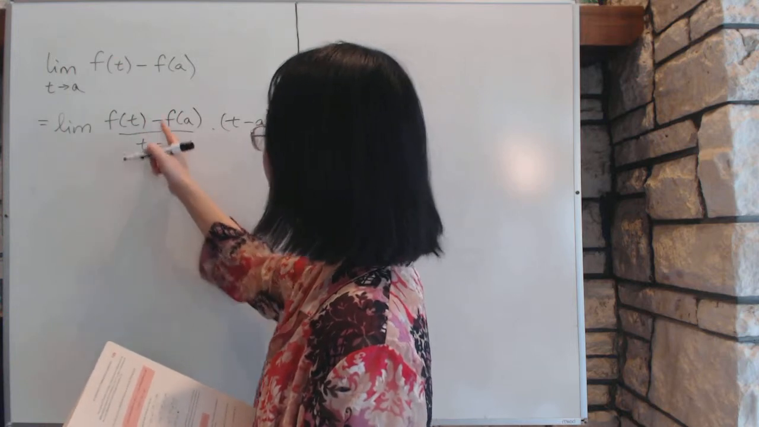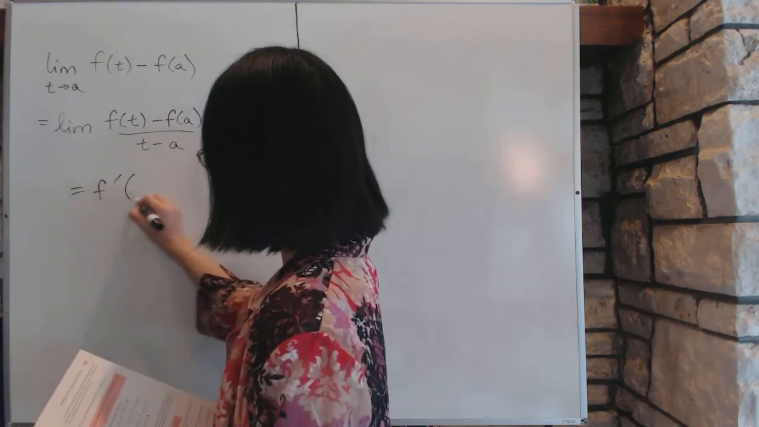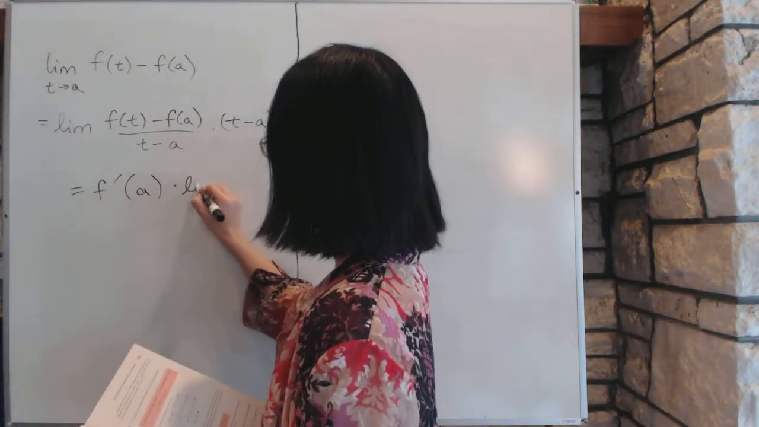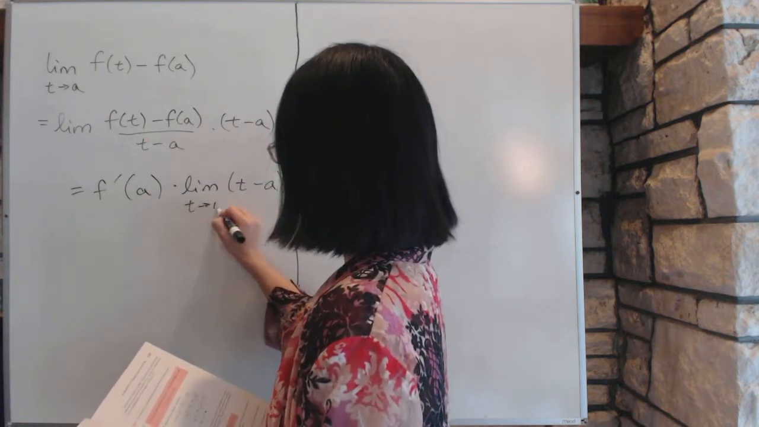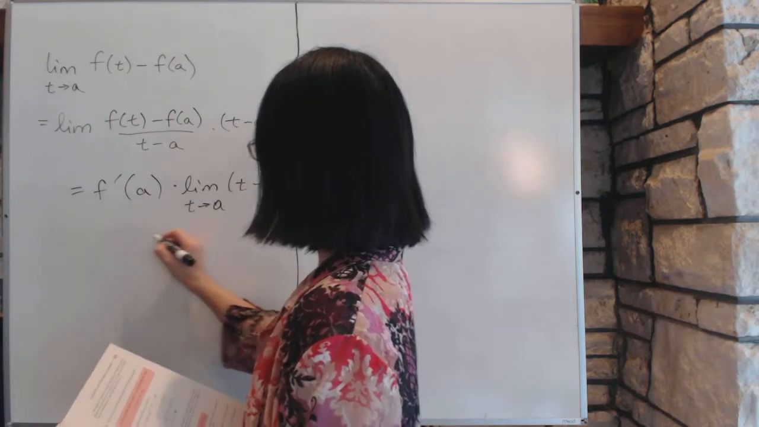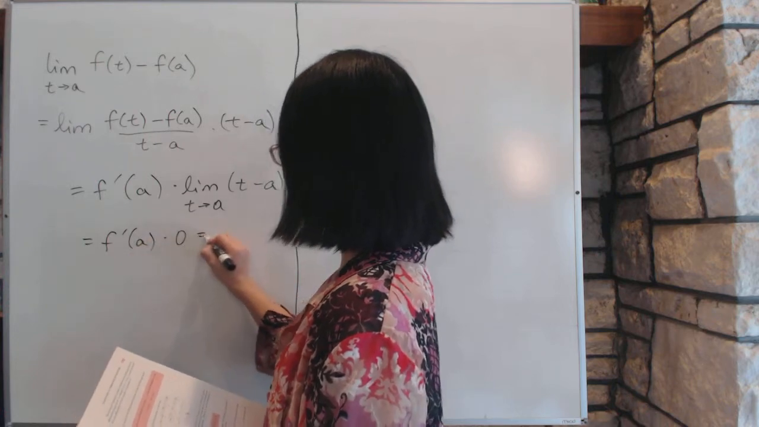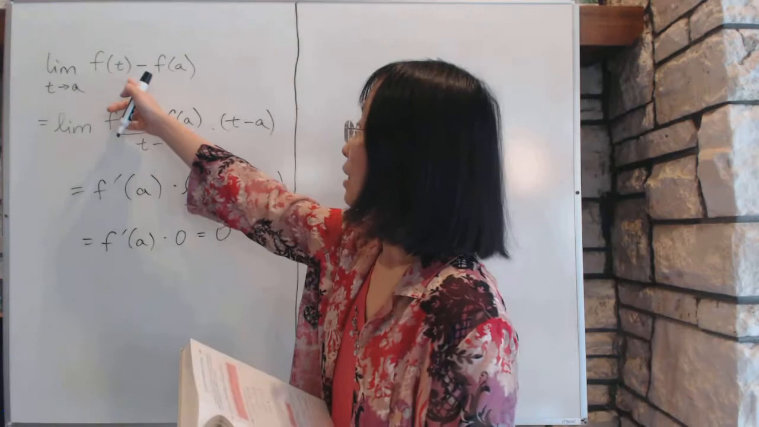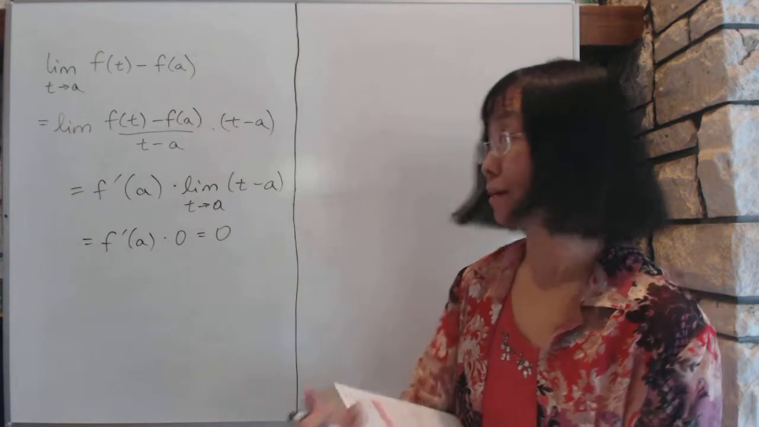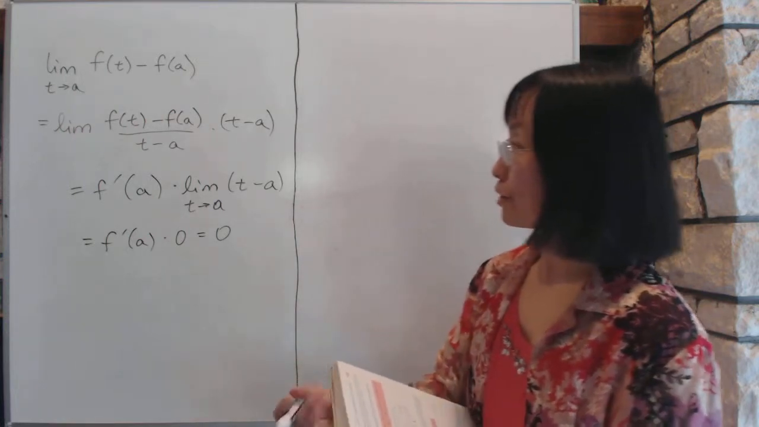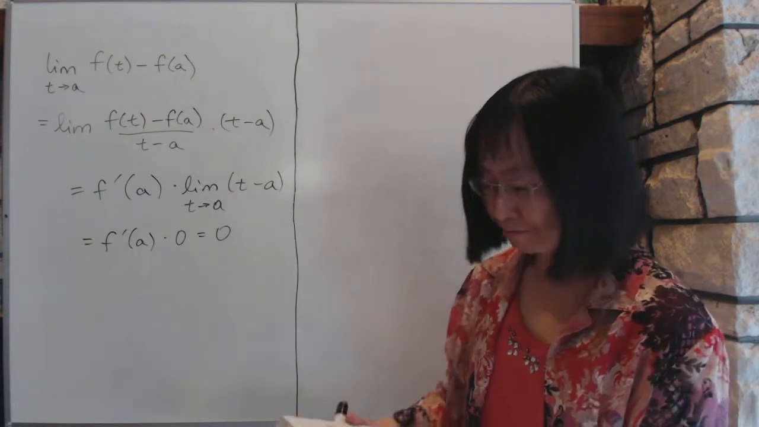Therefore, the limit of this thing exists, and it equals f prime of a, the derivative of f at a, times the limit of t minus a as t approaches a. And that, of course, equals 0. So this equals f prime of a times 0, and that equals 0. So the limit of f(t) minus f(a) as t goes to a is equal to 0, which means f(t) approaches f(a), and therefore f is continuous. So that's a very quick proof of why when something is differentiable, it has to be continuous.